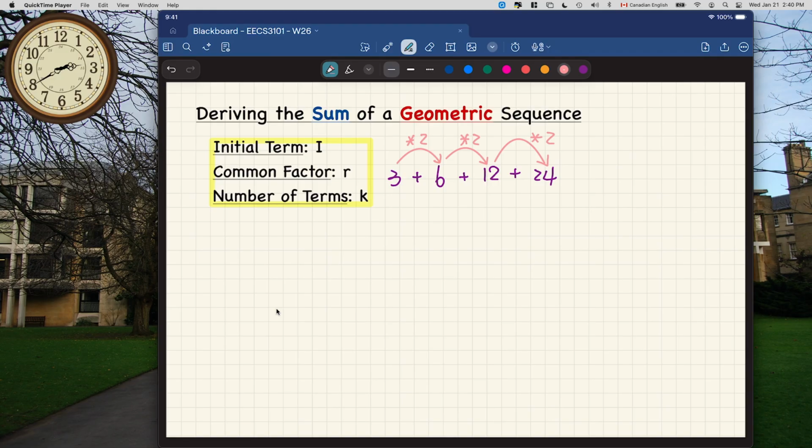Let's clarify some terminology. We say that the very first term over here is called, of course, the initial term, just I. And there's something called the common factor, R. You can think of the 2 over here as the R in this particular case. Also, we talk about the number of terms.